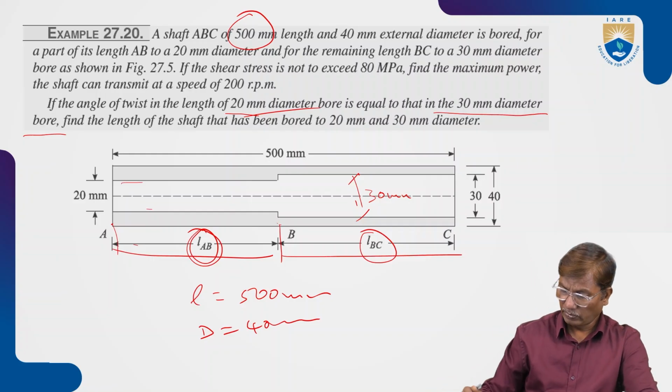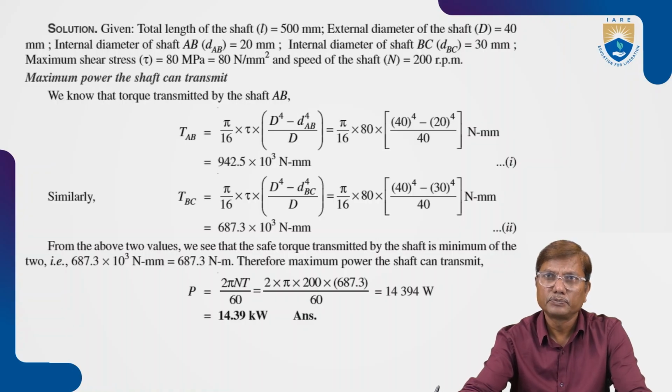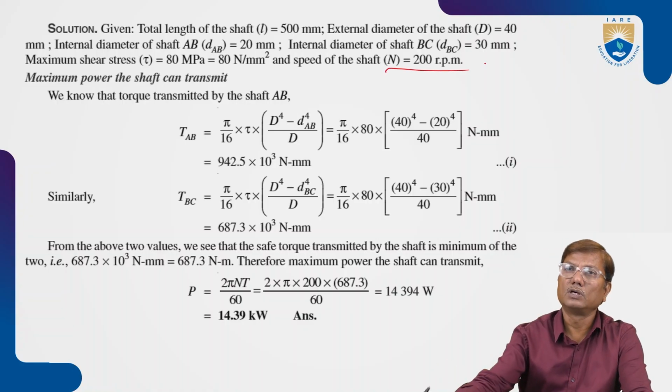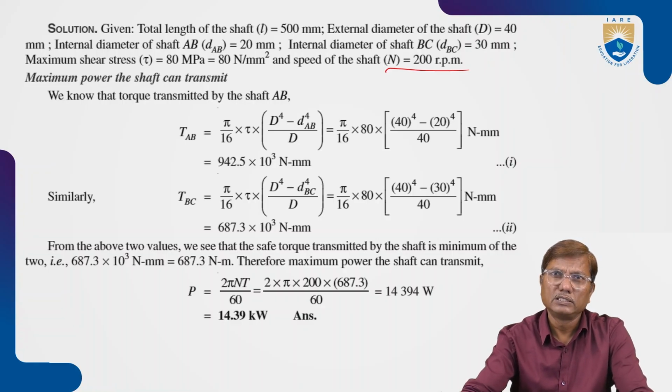So how to proceed in this case? The total length is given, external diameter is given, and the internal diameter in AB is 20 mm and the internal diameter in BC is 30 mm. And maximum shear stress tau is 80 megapascals, at a speed N of 200 revolutions per minute. Okay, it is direct application of formulas only.